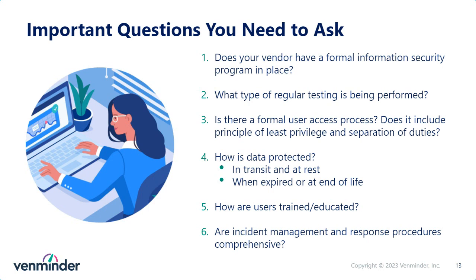And then, is there a formal user access process? Does it include the principle of least privilege and the separation of duties? One of the top reasons for exceptions that we see in SOC reports is a failure in logical access. And this is at the termination stage, as well as the extension of privileges stage. So, do they have a written process? Is it documented? Is it signed off? Is it reviewed? What is that process? What do they do to ensure that user access is reviewed regularly?